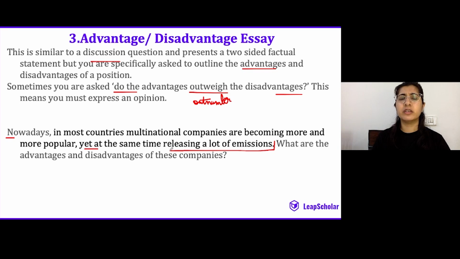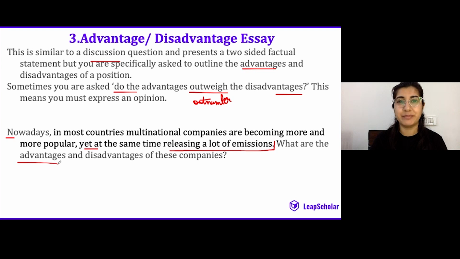For example, now writing the disadvantages would be fairly simple. You can talk about the effluents or emissions which are being released both in the air and in the land or water from these companies. So that will give you two disadvantages. On the other hand, when you talk about advantages, again, think about any advantages which these multinational companies have regarding the environment.